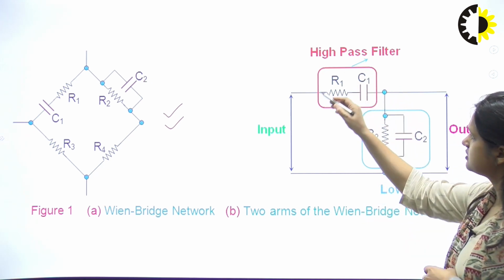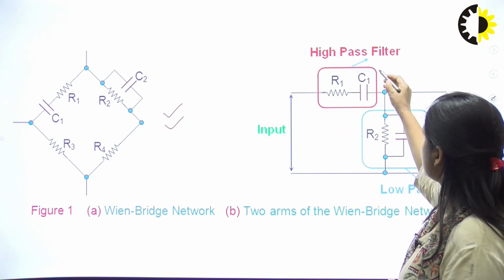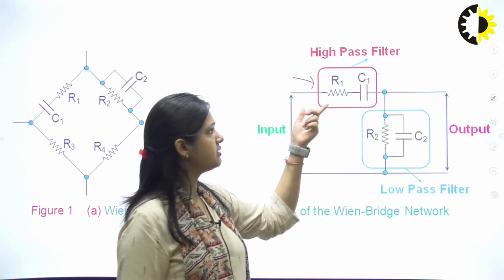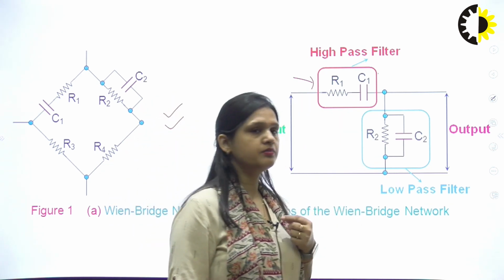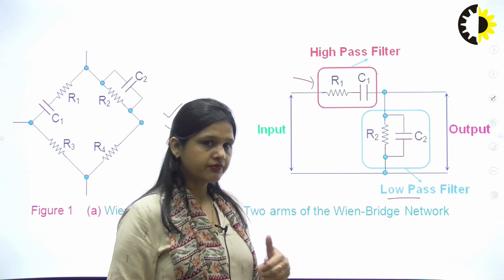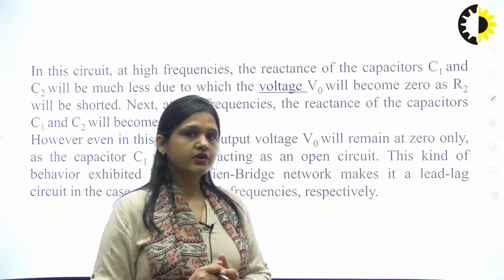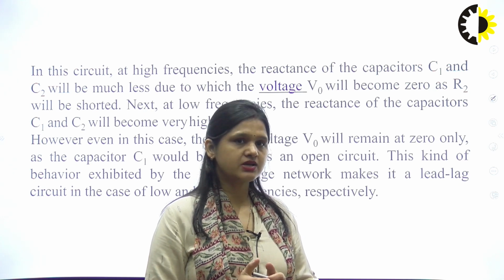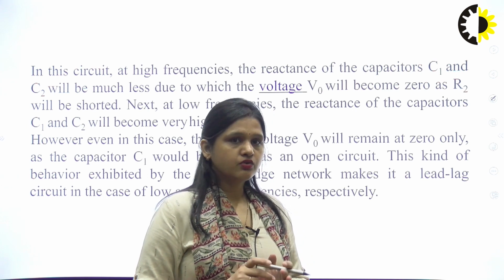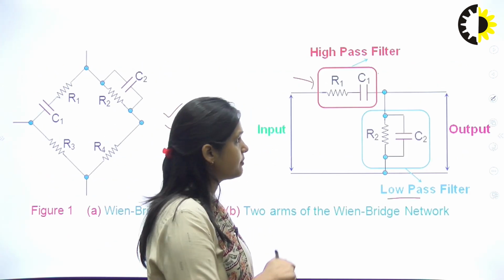So in the feedback there are four components: R1, C1, R2, C2, where R1 and C1 are connected in series fashion, and in this situation R1C1 represents a high pass response, or this connection is to design a high pass filter, whereas when R and C are connected in parallel fashion, this is equivalent to a low pass filter. So when we connect this network R1C1 and R2C2 in the feedback of the amplifier, this circuit will make a Wien bridge oscillator. In this circuit at high frequency, the reactance of the capacitors C1 and C2 will be much less, so the voltage VO will become 0 as R2 will be shorted. Next, at low frequency, the reactance of the capacitors C1 and C2 will be very high. That's why this is the combination of high pass and low pass.